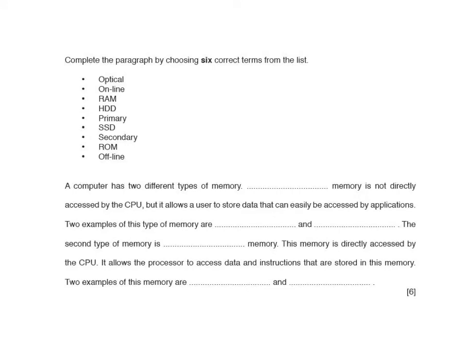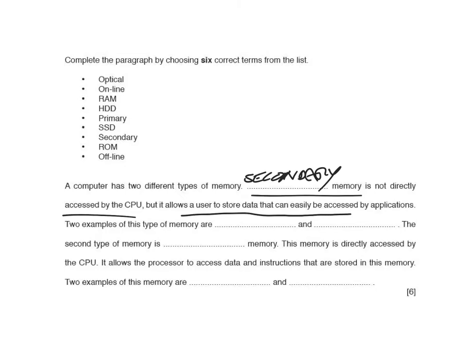Hopefully these are the ones that come up, but then again, it's the tricky ones that make the difference. So computers get two types of memory. Something memory is not directly accessed by the CPU, so that's obviously secondary, but allows the user to store data can easily accessed by applications. Two examples of this memory are something and something, so we've used secondary.